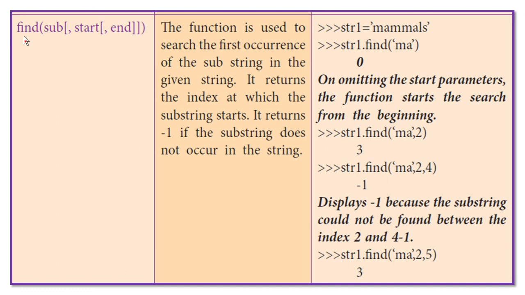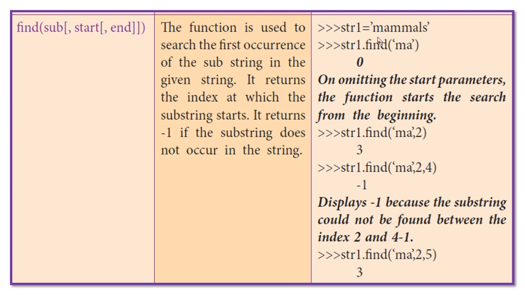Next one, find function. It has 3 parameters. First one is substring, second one starting index, third one end index. The function is used to search first occurrence of the substring in the given string. It returns the index at which the substring starts. It returns -1 if the substring does not occur in the string.